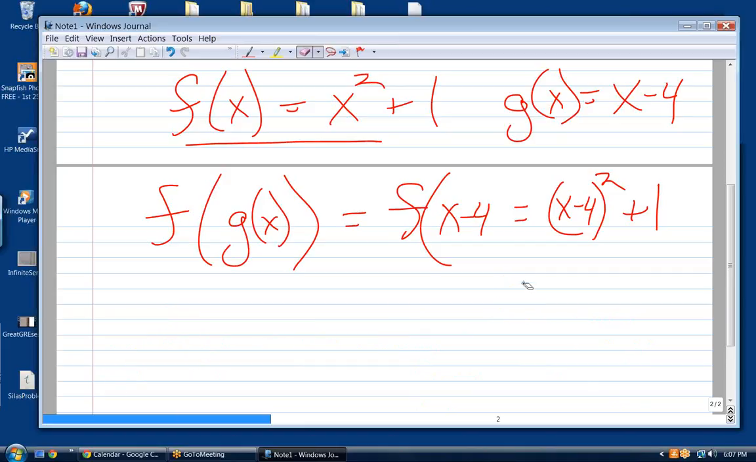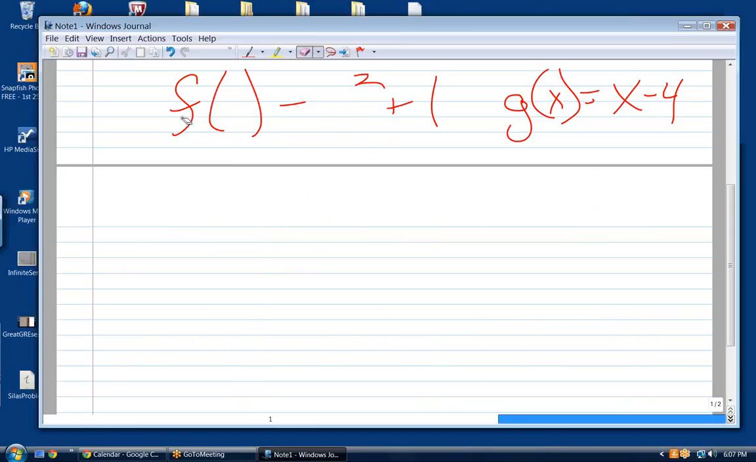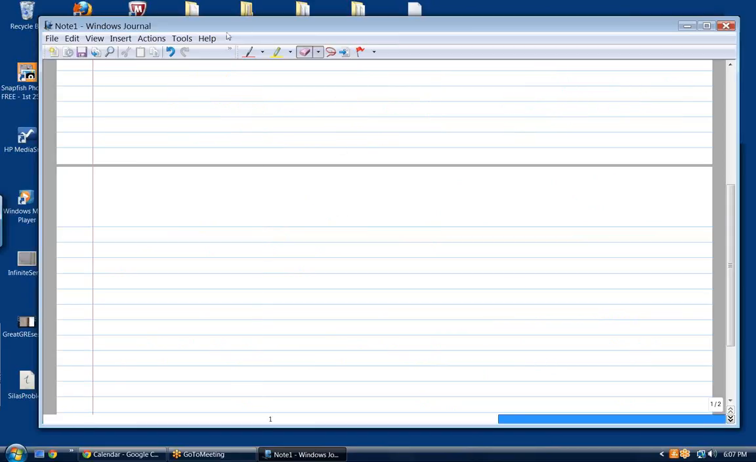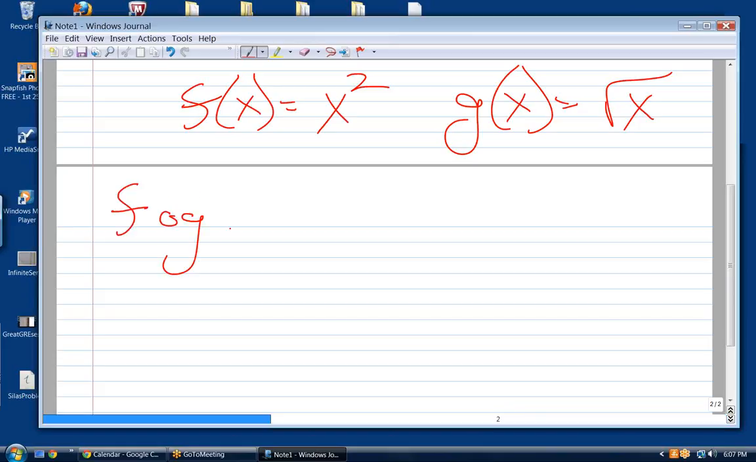Have you had inverses yet? Could you give me an example? An inverse function: if f of x is equal to x squared and g of x is equal to the square root of x, is one the inverse of the other? Yes. By definition, if something is the inverse, then fog has to be equal to x and gof has to be equal to x.